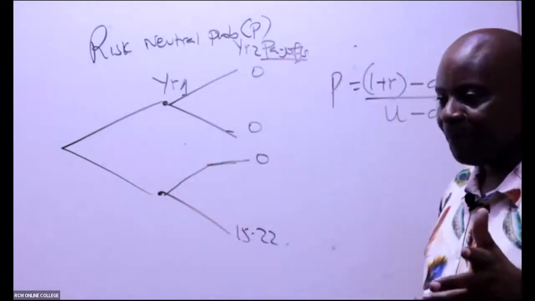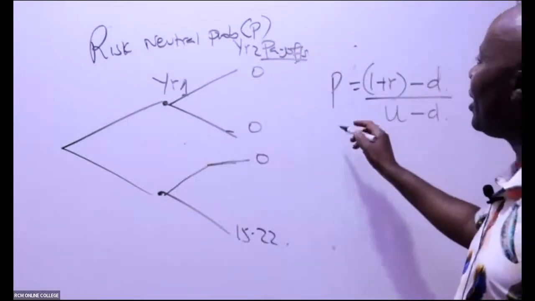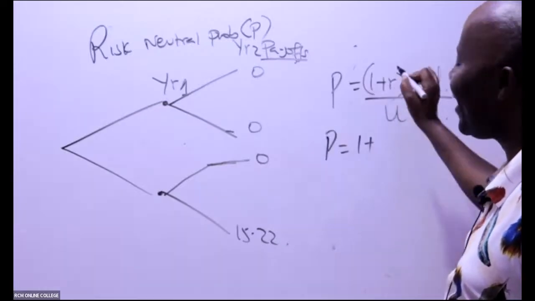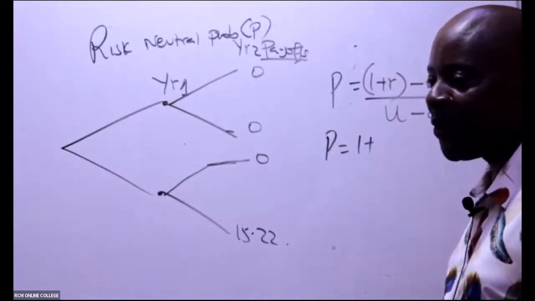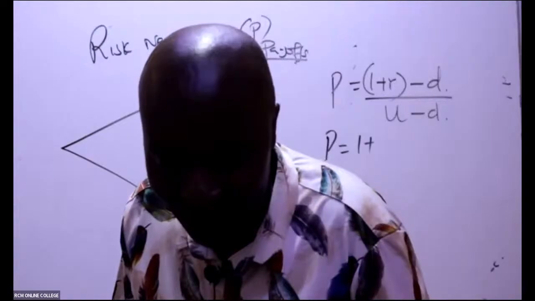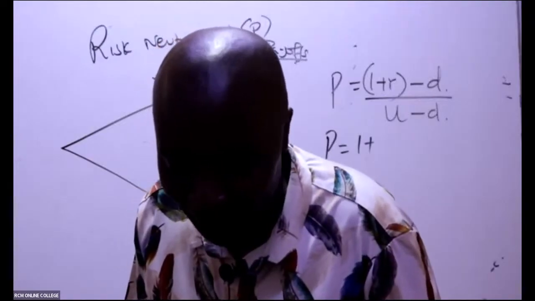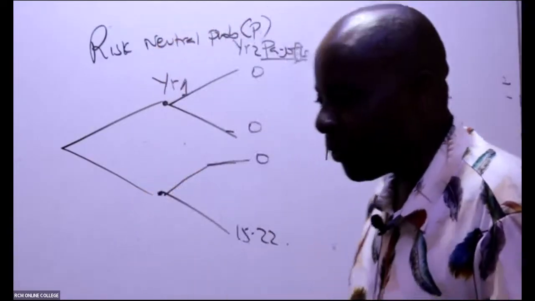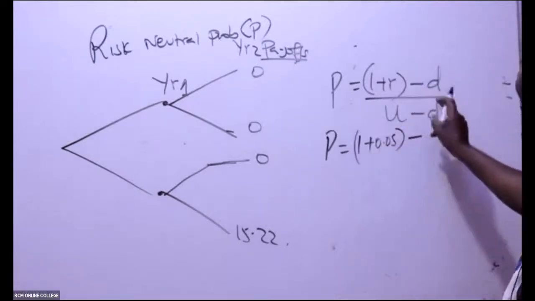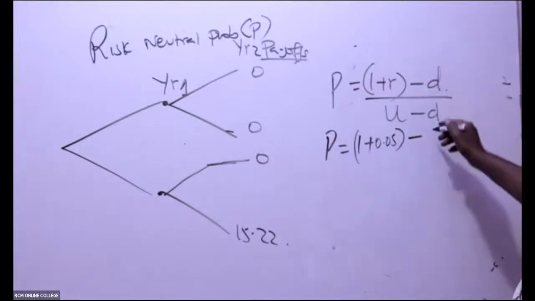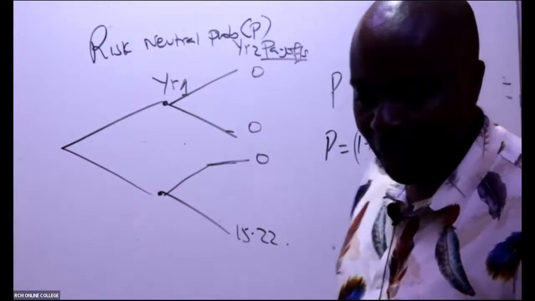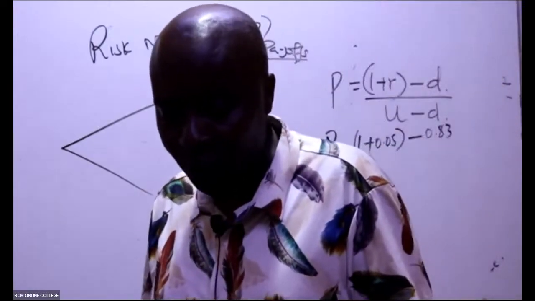So then, ladies and gentlemen, this risk-neutral probability will be 1 plus. Are you able to remember the risk-free rate of return? It's given in the question. 5%, isn't it? So 0.05. Are you able to remember the downstroke? Downstroke was 0.83.